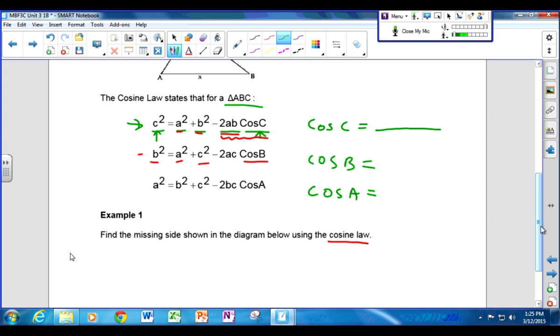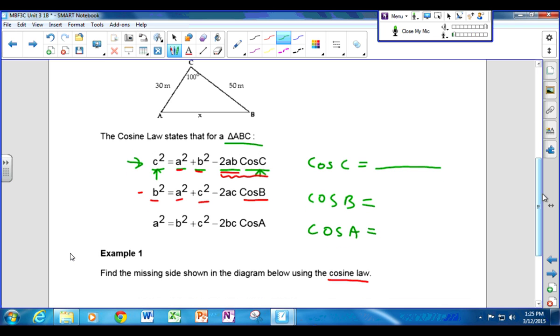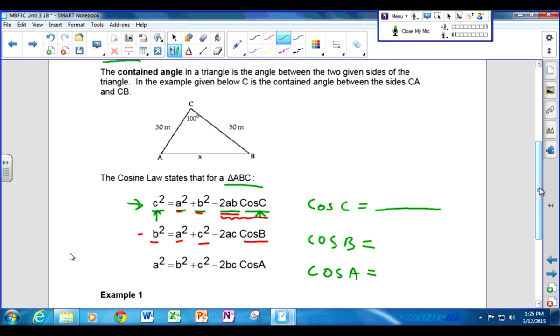To be able to look at the triangle and say, okay, if I'm looking for a side, then it's the sum of the squares of the other two sides minus 2 times the lengths of those sides times the cosine of the angle opposite the side I'm looking for, right? If you memorize it that way, then you can always write out the exact law of cosines that fits your situation.